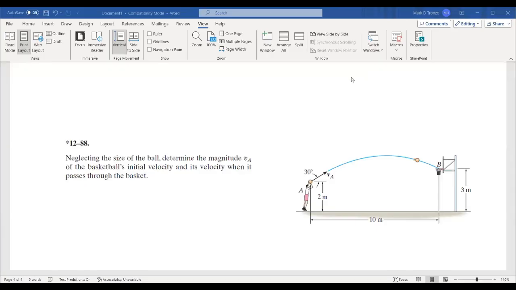We're going to now look at this problem 12-88. Problem 12-88. A man is shooting a basketball at an angle of 30 degrees and it's going to go in the basket. He's shooting it from 2 meters from the ground. Determine the initial velocity and the velocity when the ball passes through the basket.